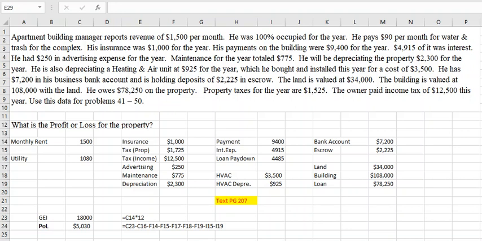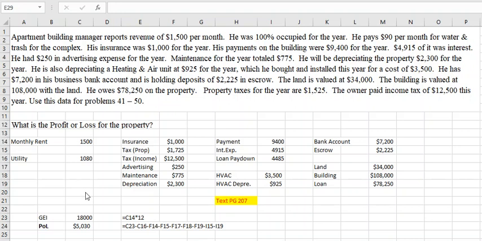So first we need to calculate our gross effective income, which is different from our potential income. As we had no vacancies, our gross effective income is going to be $1,500 per month, our monthly rent, times 12, to get a gross effective income of $18,000. From there, we need to net out expenses.